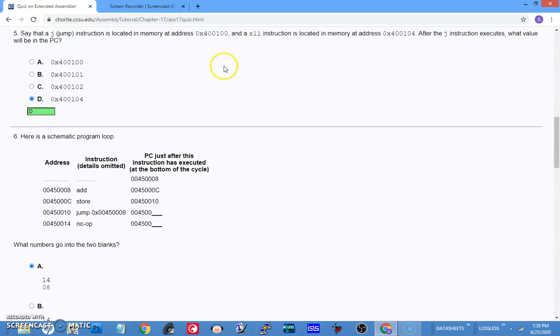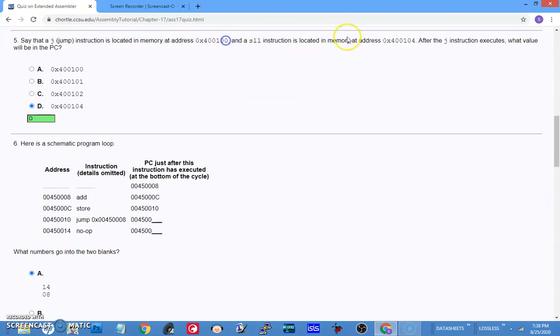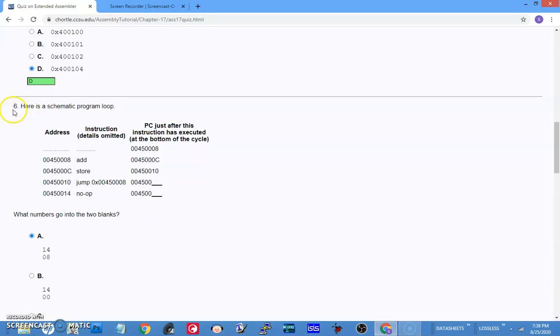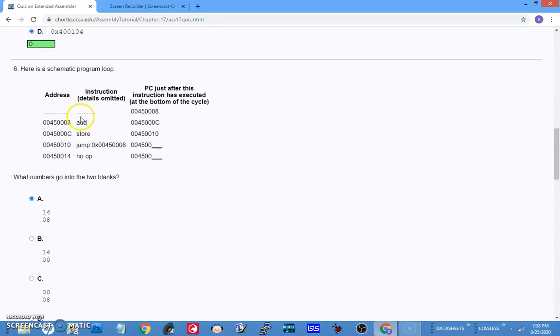Now, the answer will be this is the SLL, and next this is the address of the jump. So after the jump executes, this next address will be there in the PC. Now the sixth question, you have to carefully observe this. This is an add instruction at this address. Next, add 8 plus 4 is 12. 12 means C in hexadecimal. The next address is 12 plus 4, which is 16. 16 is 10 in hexadecimal. And then you have the next instruction, 14 in hexadecimal. So this is how instructions are laid out in memory.